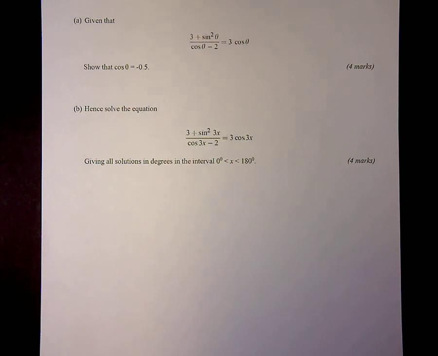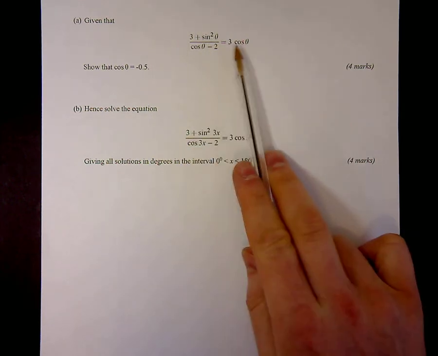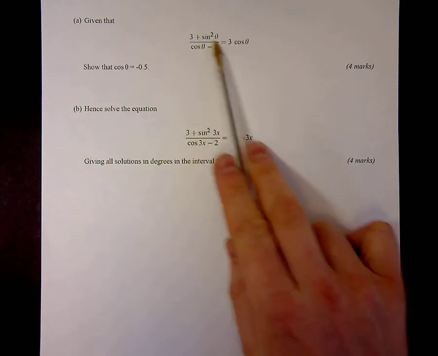This video is looking at the use of trigonometric identities to solve trig equations. So we've got an example here, the sort of thing you might be asked to solve in an exam, where we've got both sines, sine squareds indeed, and cos's as well. We've also got an algebraic fraction to deal with.